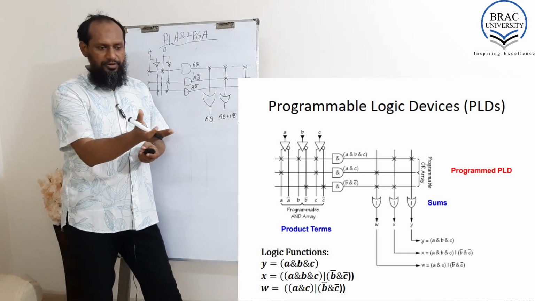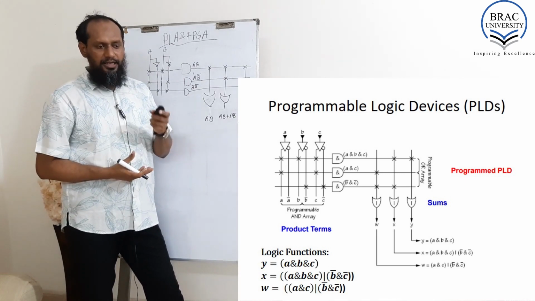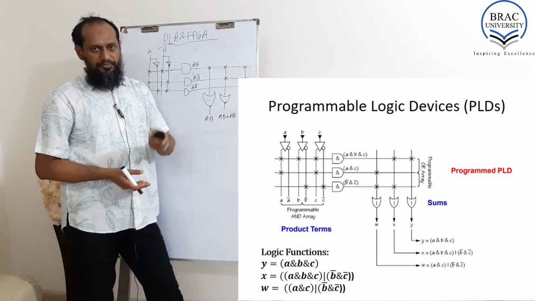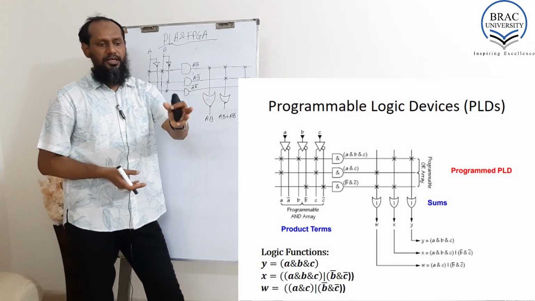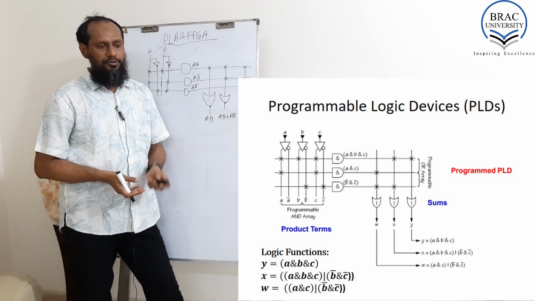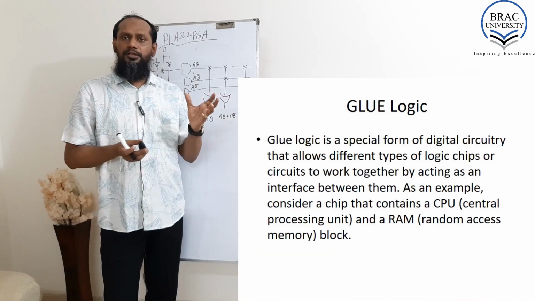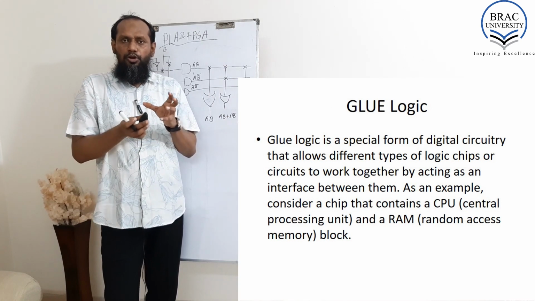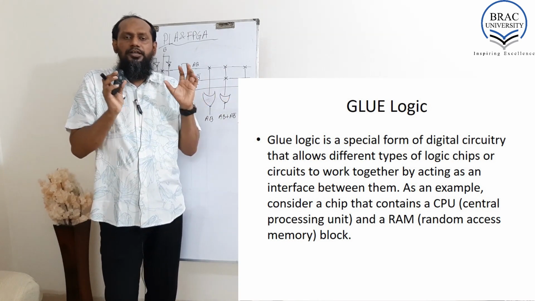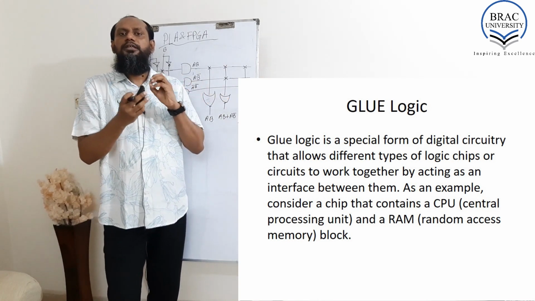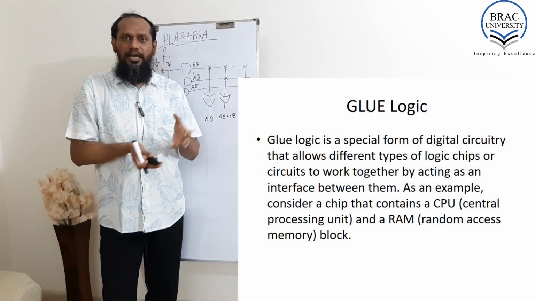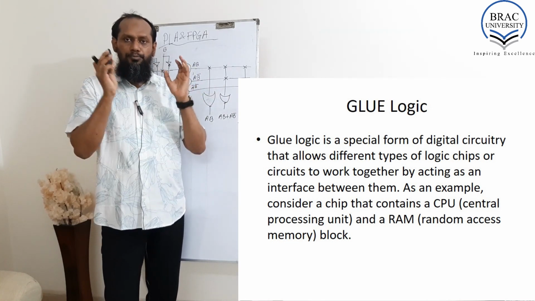So here there are three outputs for Y, X, and W, and as I mentioned here, you can see in the same way it's building that kind of output. Now here is glue logic. So glue logic is the combination of this kind of different type of logic units, like AND and OR, a processor and a memory.